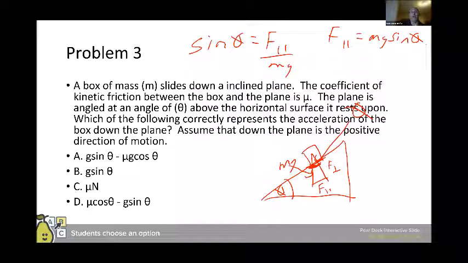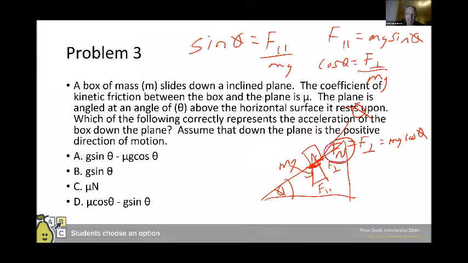All right, for the other side, I'm going to use cosine. Because remember, cosine is adjacent over hypotenuse. So I'm going to say cosine of theta is equal to my adjacent side, F perpendicular, over my hypotenuse, mg. If I rearrange again a little bit, I get F perpendicular equals mg cosine theta. And that perpendicular component of the weight is equal but opposite to the normal force. So that's really my normal force right there.